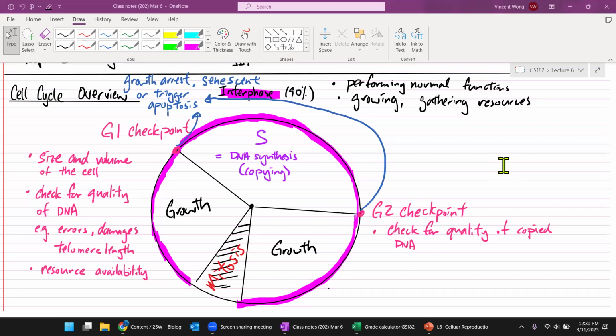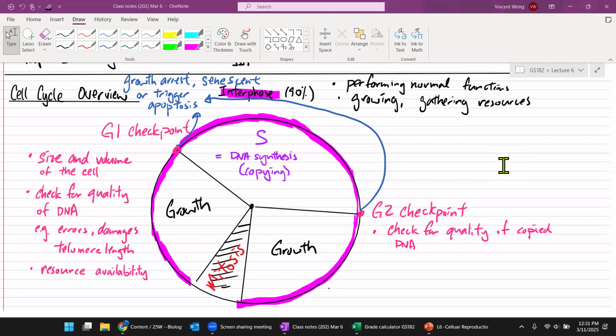Now, there are a couple of key things I need you to pay attention to for this chart because we're going to be emphasizing and elaborating on these things as we progress through the lecture. This pink part right here, that's the interphase. The cell spends 90% of its time in this phase. And the majority of the time, it's going to be growing, gathering resources to prepare for DNA replication. And afterwards, after it copies all the genetic material, it's going to grow some more to prepare for the eventual cell division.